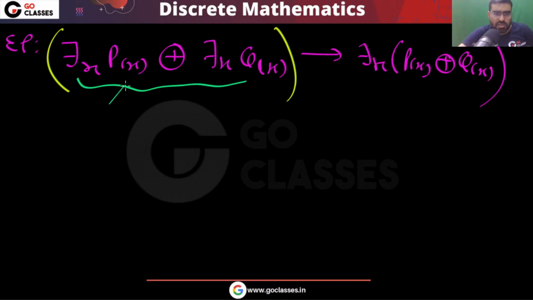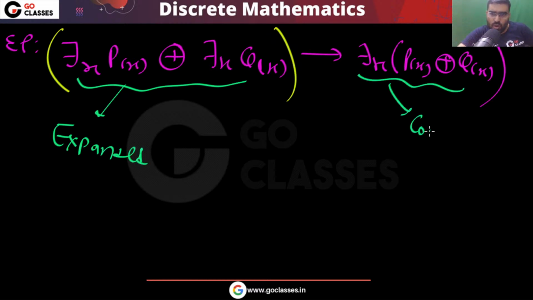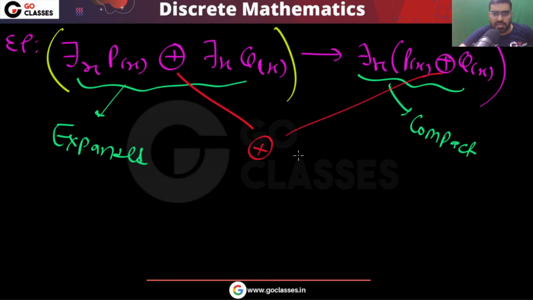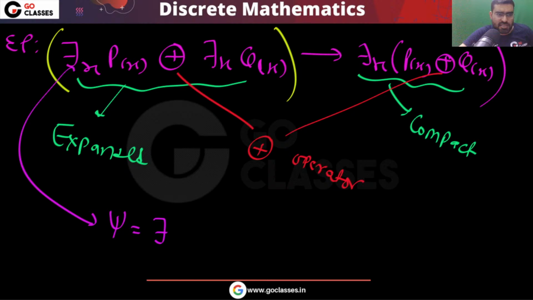Now again you can notice this is expanded, this is compact, this is compact, this is expanded. And you can see the operator is what? The operator is this exclusive OR, and this is the existential quantifier. Psi is equal to existential quantifier. Now you tell me, is this valid or not?